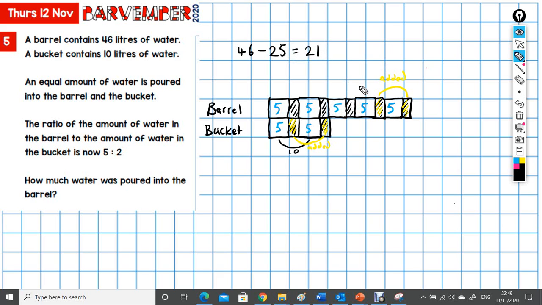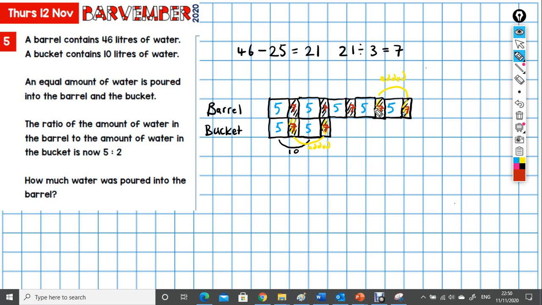Which means that now we know that these are 5, 10, 15, 25. We know the value of these. That means that this difference must be split between these 3 blocks here. Okay, and 21 divided by 3 gives us 7. So I now know that each of these is worth 7. Those two as well, that's 7. They're all 7.